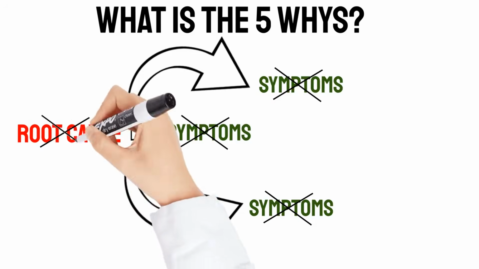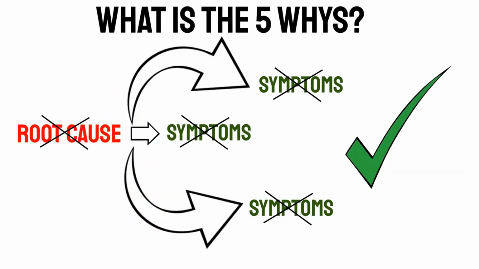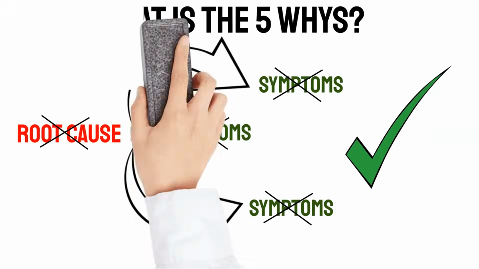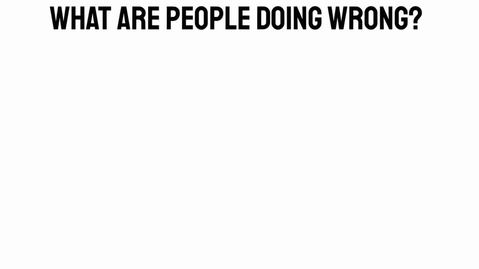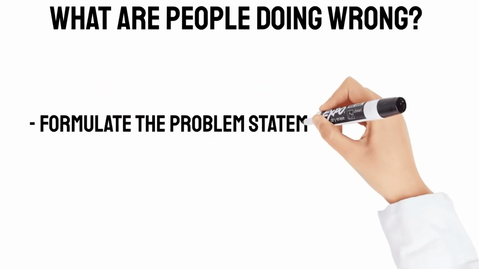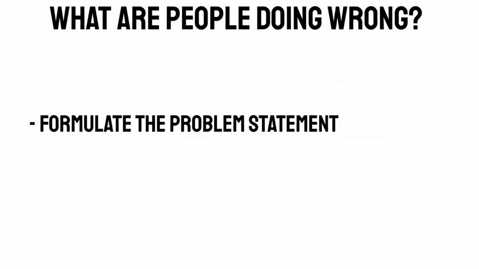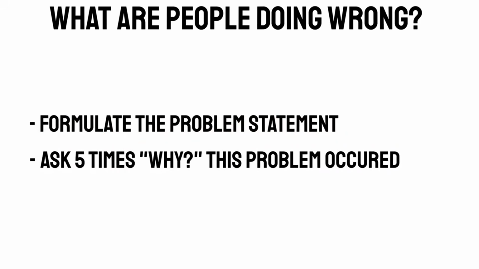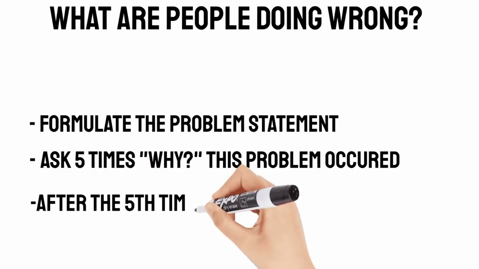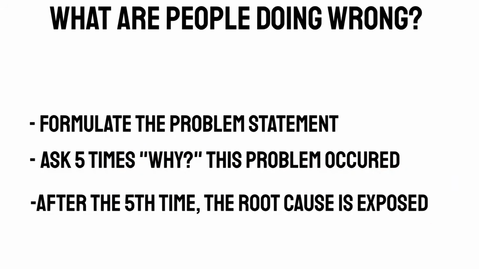After clarifying what the 5 whys root cause analysis is, let's jump on how people use it. Now I will show you the generic steps and afterwards we will do an example together. So the first step is people who use the 5 whys formulate the problem statement. Then they question it 5 times with a why. And after the 5th time, people think they have identified the root cause. So let's use this technique with an example.